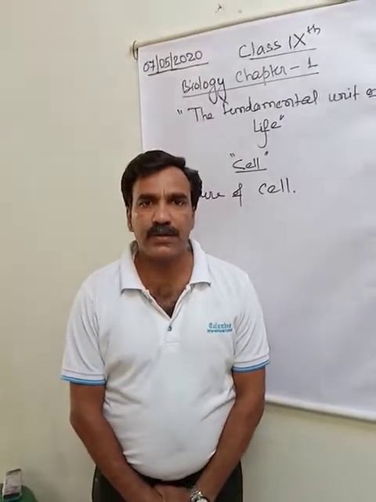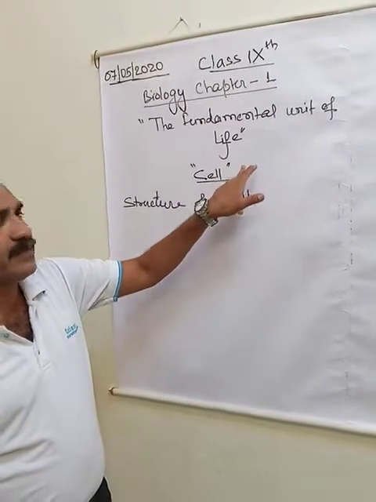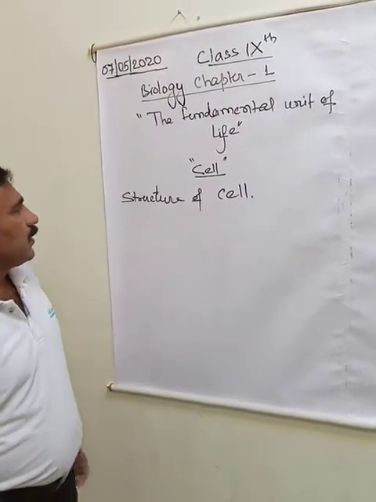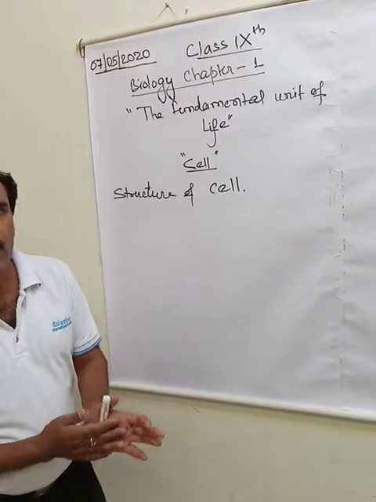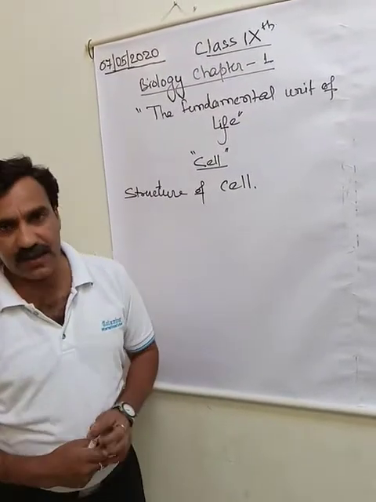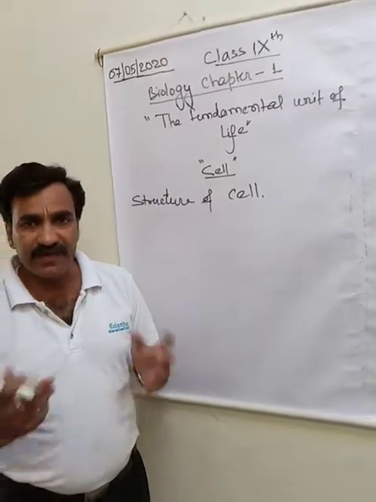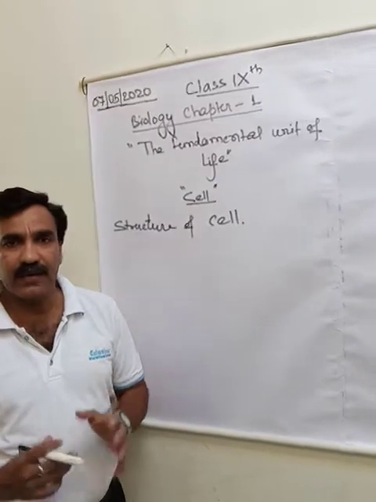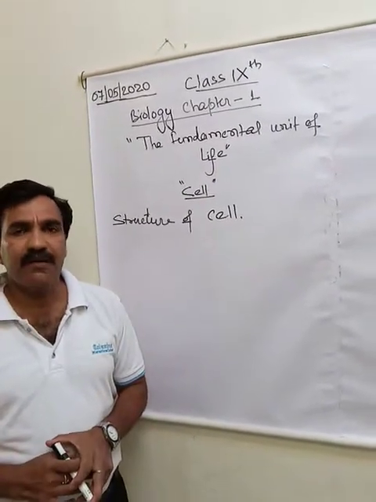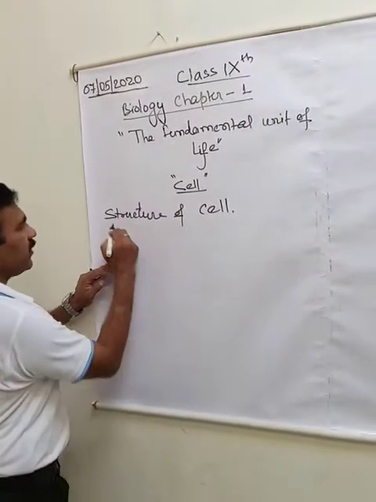Good morning, dear students. Let us continue our chapter, the fundamental unit of life, cell. Today's topic is structure of the cell. In the previous class, we learnt about the shape of a cell. The shape of a cell may be different depending upon the function they perform and the location where they are found. Now, in today's class, we will learn about the structure of cell.